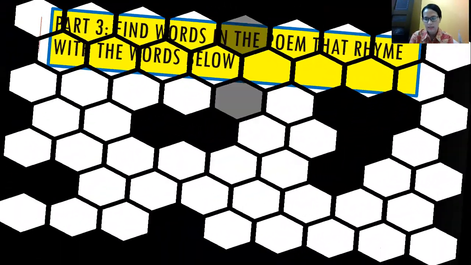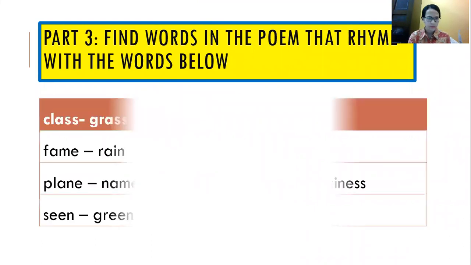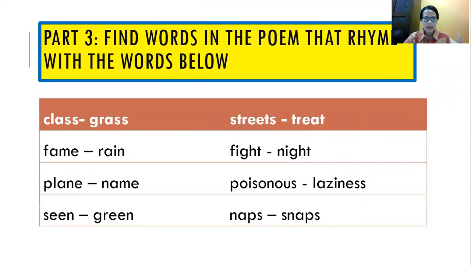Done with matching the pictures with the lines. Now find words in the poem that rhyme with the words below, in part 3. There are some words in the box. Let's find the words in the poem that rhyme with glass, class, rhyming with grass, fame, rain, plain, name, green, street, fight, night, poisonous, laziness, naps. That's the rhyming that you can find in the poem.